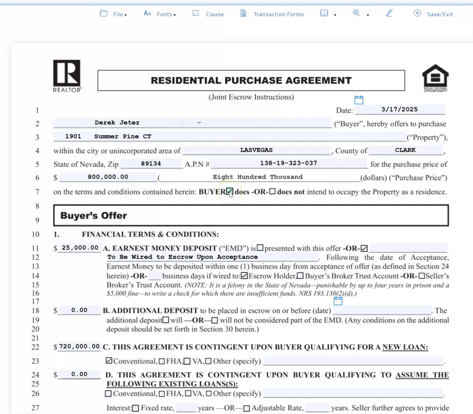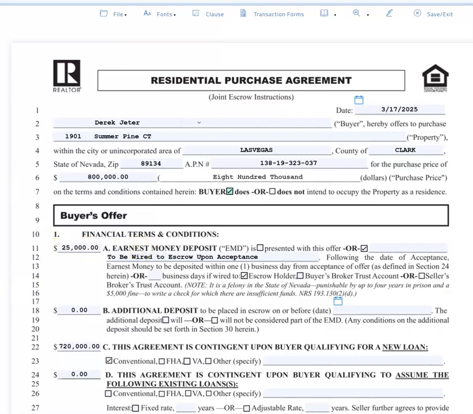Just while you're doing this, in front of you, you will have the MLS sheet that has all of the information that you're going to need to put in here. And once you learn how to create a template and you put in the MLS number in Transaction Desk, a good portion of this information will auto-populate for you, like the APN number, the street address, things like that. But now we go to the buyer's offer.